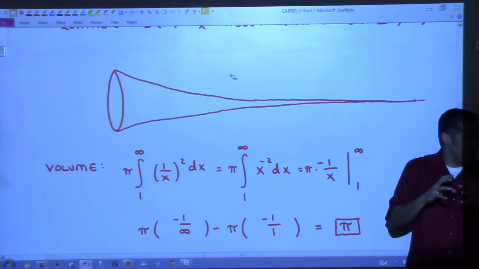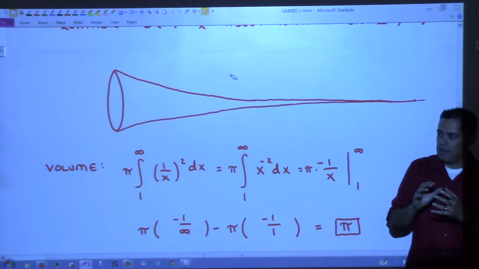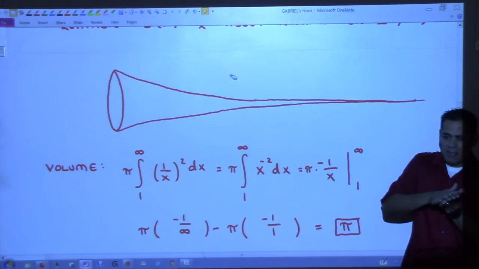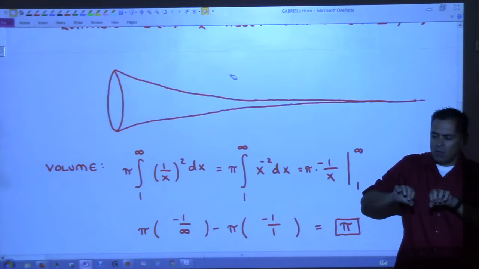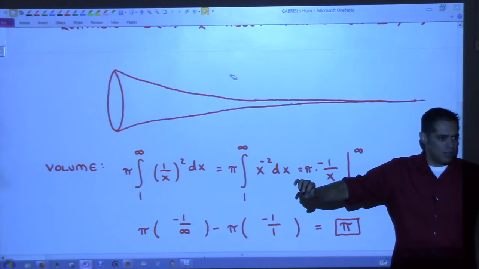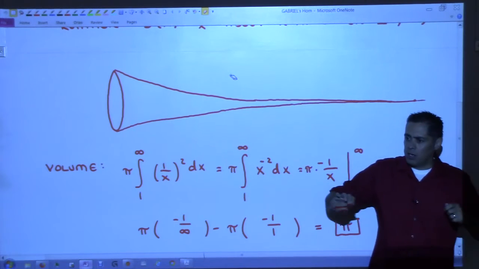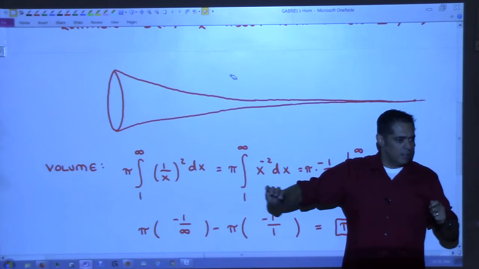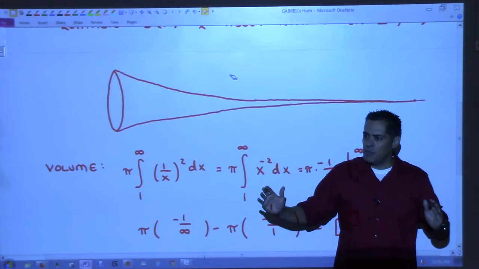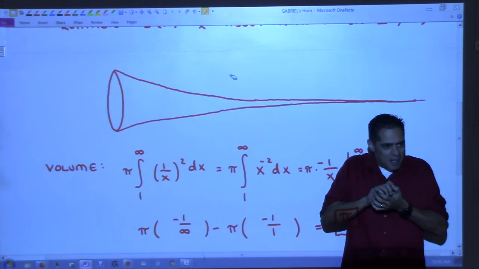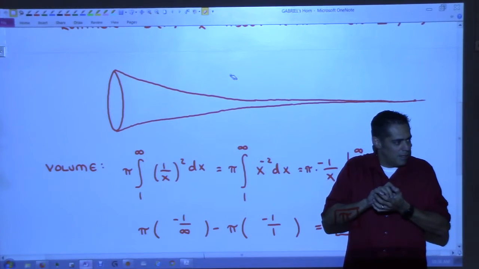Let's just say that's how much Play-Doh I have. The volume of it is pi. If I start rolling this Play-Doh and make a long tube out of it, it has a certain surface area. If I start rolling it thinner, it's going to have more surface area. Agreed? Now, the volume is never changing because I have the same amount of stuff there. Does that make sense?